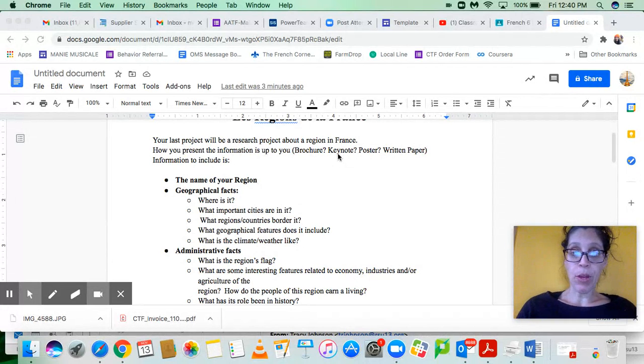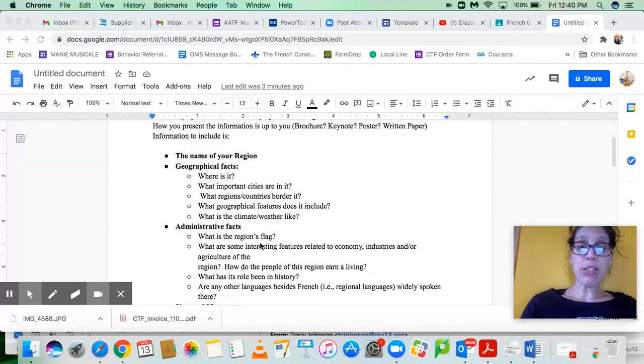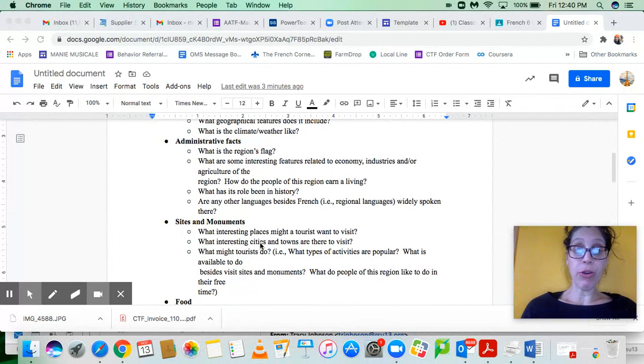All right, so information you need to include: the name of your region, obviously, and some geographical facts. Where is it in France? What are its major cities? What's the weather like? The weather in the south of France is much different than the north. Each region has a flag, so you want to show what the flag looks like. Does it speak any other languages besides French?